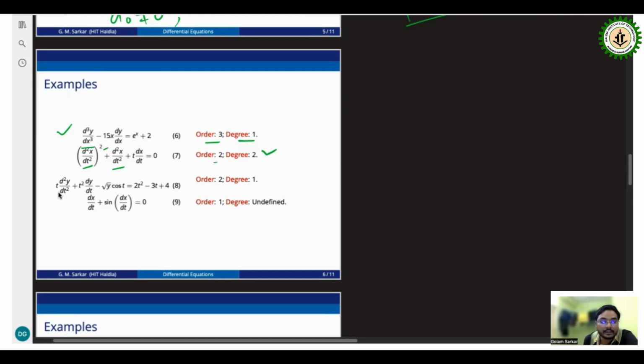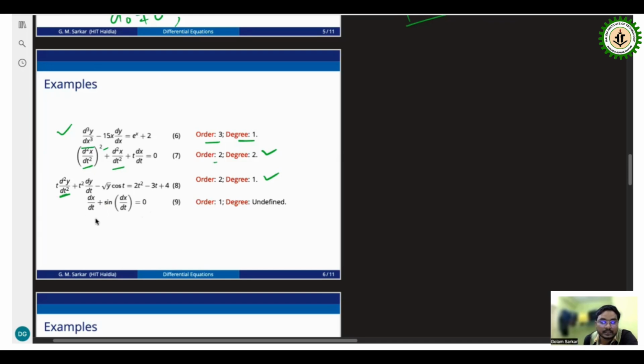In this example, you see for this differential equation, the highest derivative term is this and it has power only 1. So degree is 2. Sorry, degree is 1 and order is 2. But for the last example, you see dx by dt plus sine of dx by dt equals 0.